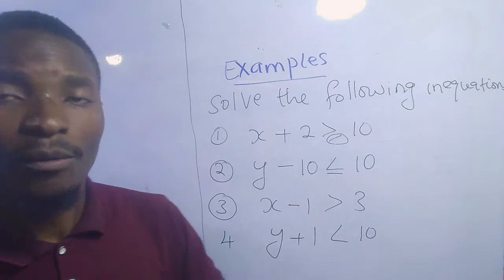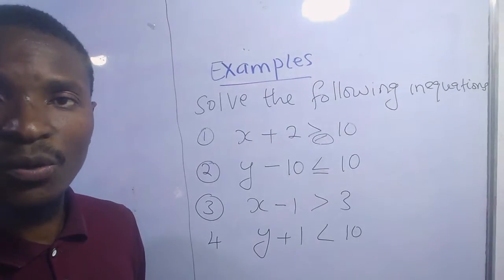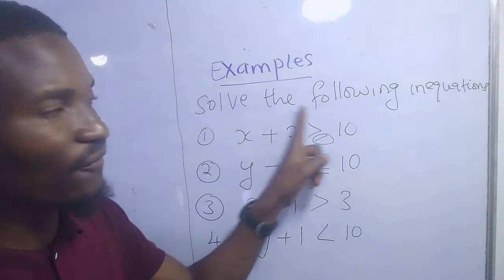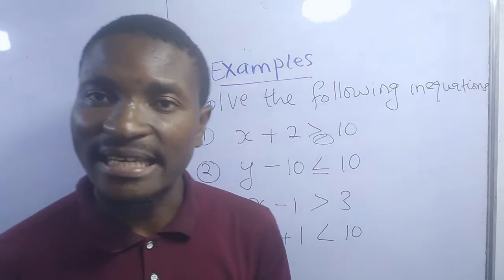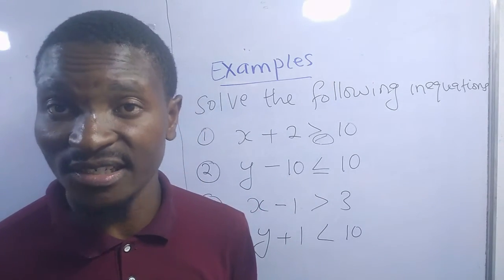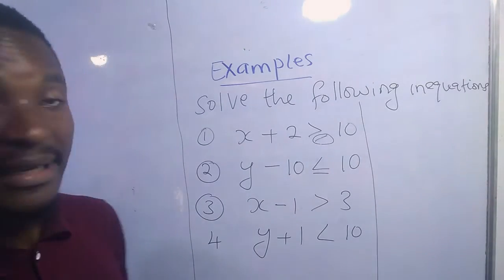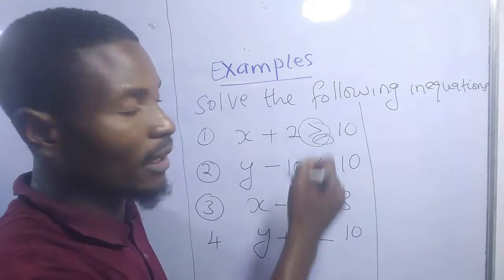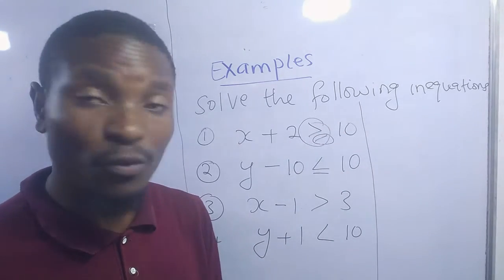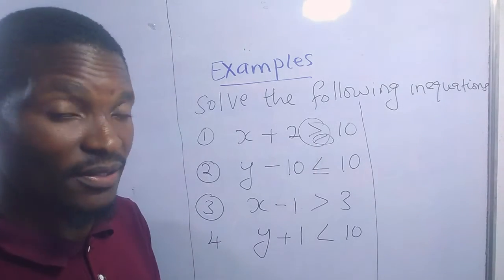Okay, so now what is the question? When you look at the question, it's saying solve the following inequations. The easiest way of solving these is that if you are confused, if you are not sure about this sign, I really encourage you to change this one to an equal sign.